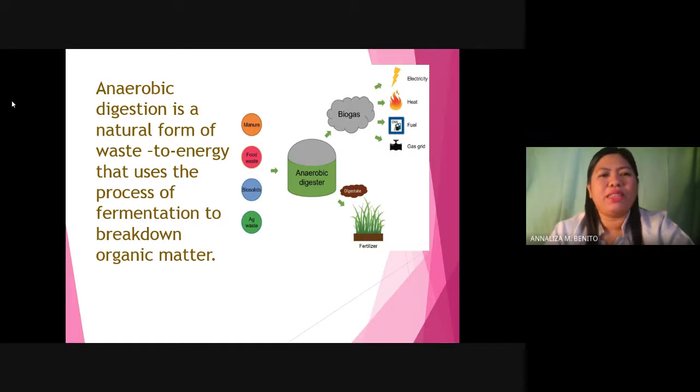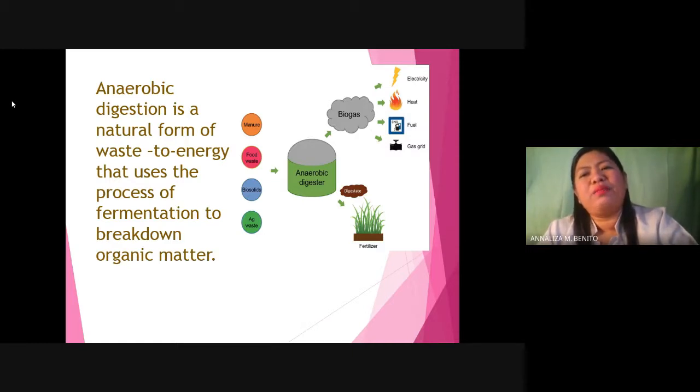Anaerobic digestion is a natural form of waste to energy that uses the process of fermentation to break down organic matter. So from the manure, food waste, biosolids, and sewage waste, the anaerobic digester produces digestate fertilizer, and that is good for our plants. It also produces biogas, which is used by humans, or produces electricity, heat, fuel, and goes to the gas grid.